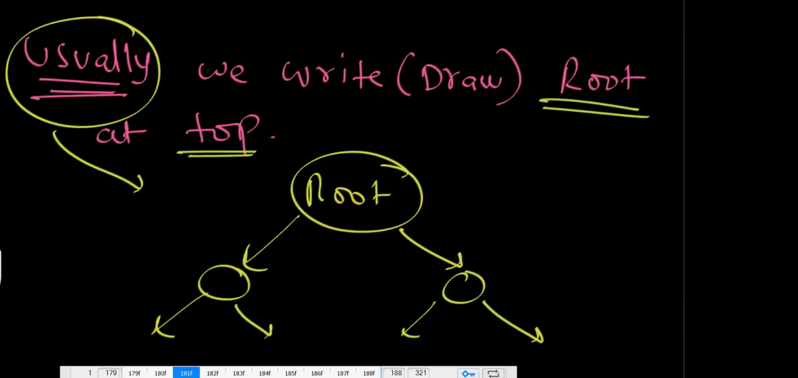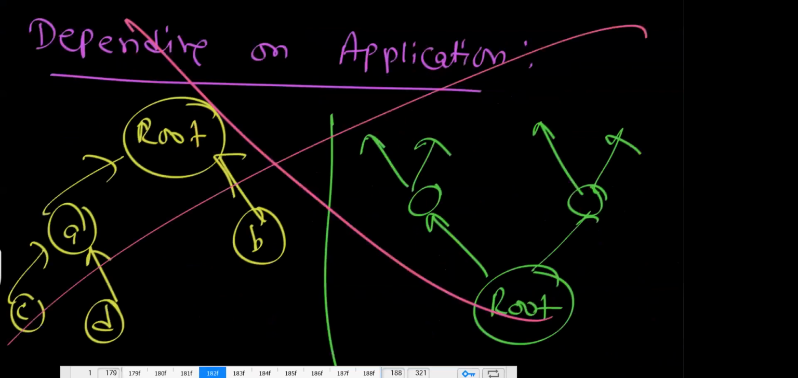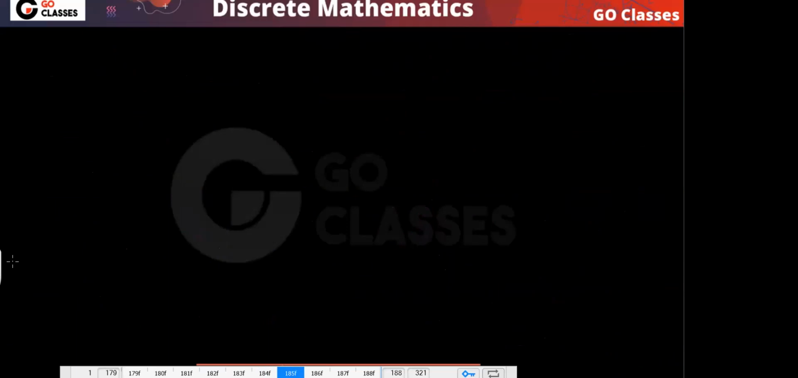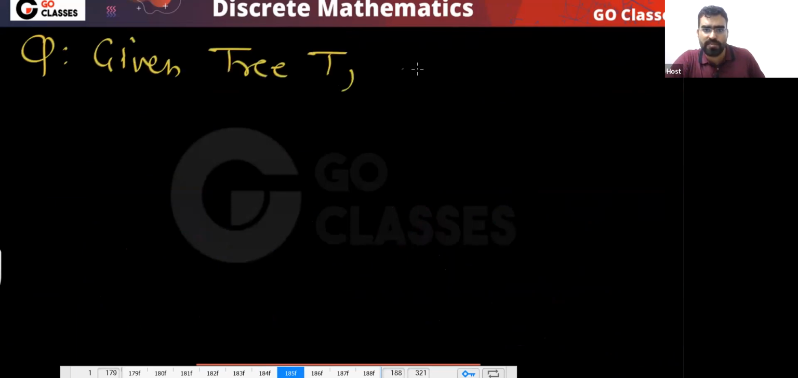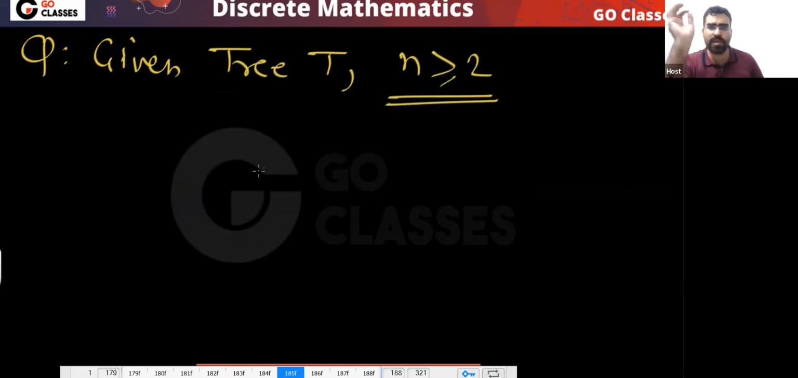Sir, in the tree with number of vertices greater than 2, but where it has at least 2 vertices of degree 1, in that proof, I don't understand why total degree is 2 into n minus 1 plus 1. So this is given. You are given that you have a tree. Number of vertices is given to you as, for example, let's assume number of vertices is 5: A1, A2, A3, A4, A5.